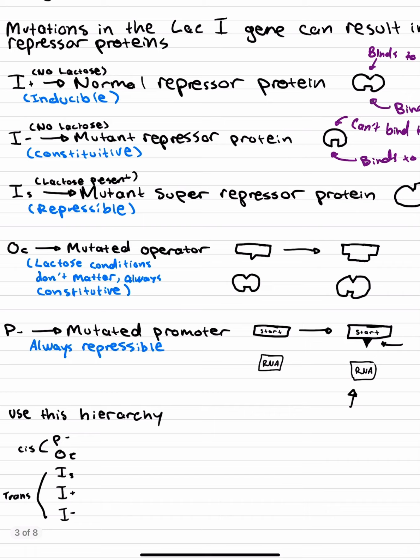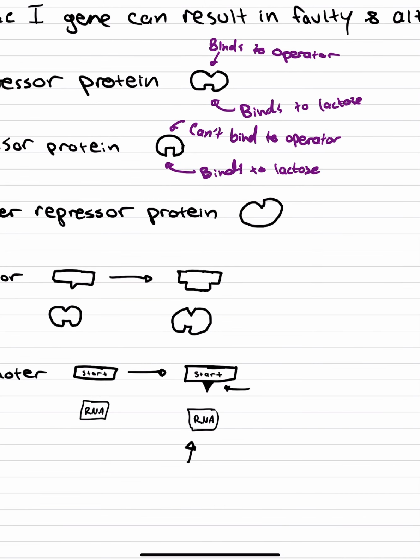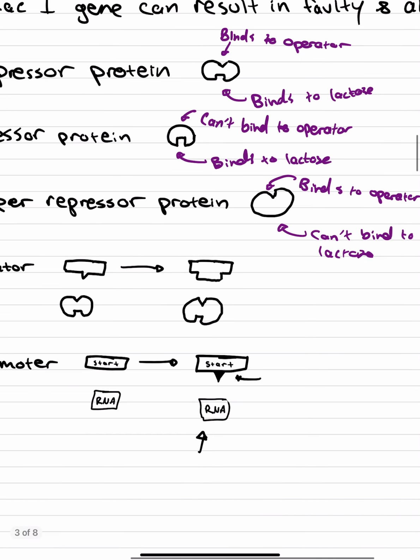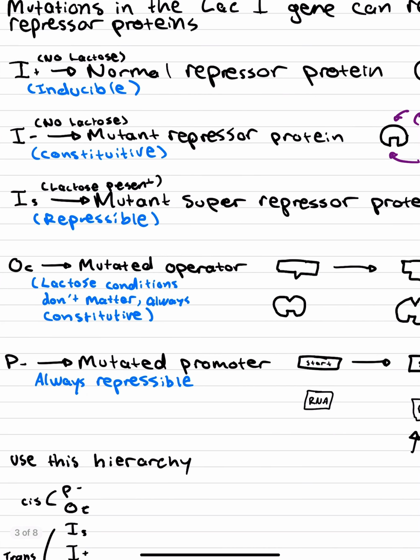If we were to have an IS, that would result in a mutant super-repressor protein. So in this repressor protein, we have an area for binding to the operator, but we don't have an area to bind to lactose. Since it's unable to bind to lactose, it's going to remain bound to the operator, and nothing is going to be able to change its shape to move it. So it's going to remain bound to the operator regardless of if lactose is present or not. That's going to result in repressible expression. It's not going to be able to express any of the genes.